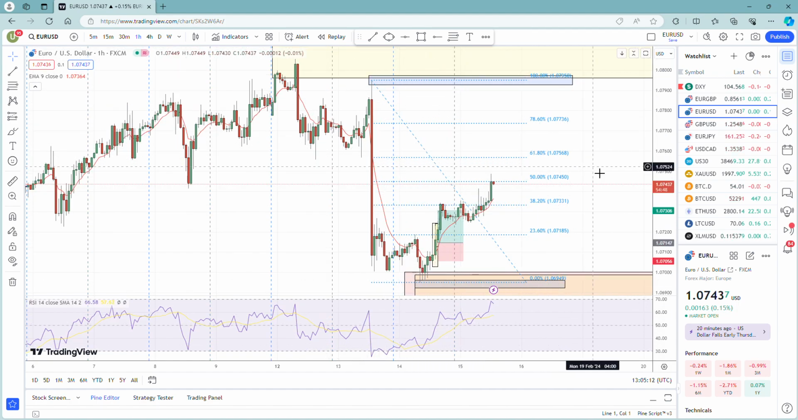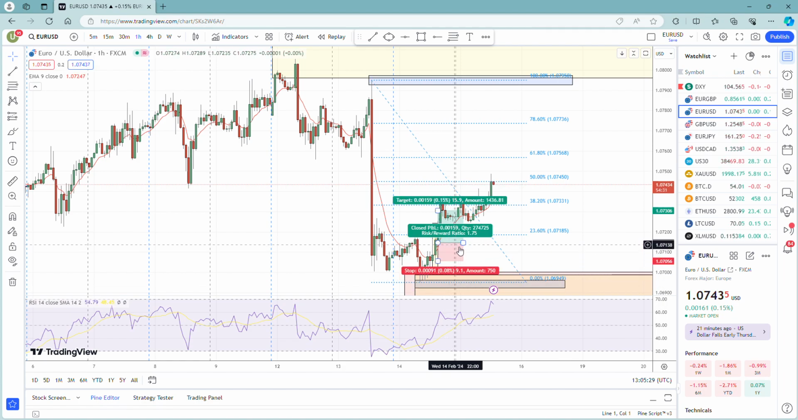So the way I like to mark my charts is always just using support and resistance and maybe one indicator. So in this situation here, we've got this level and this level here.